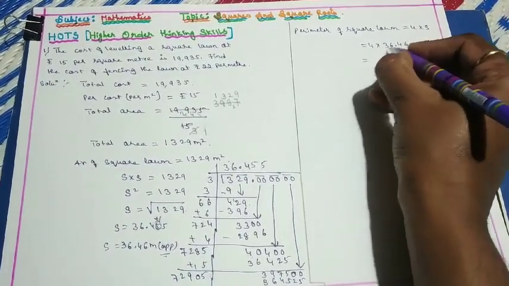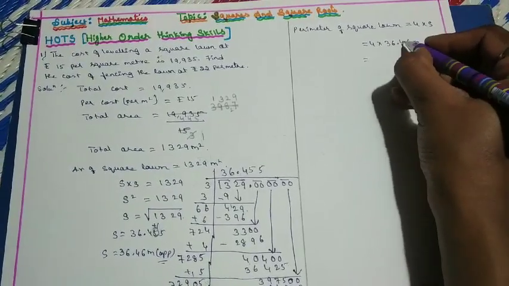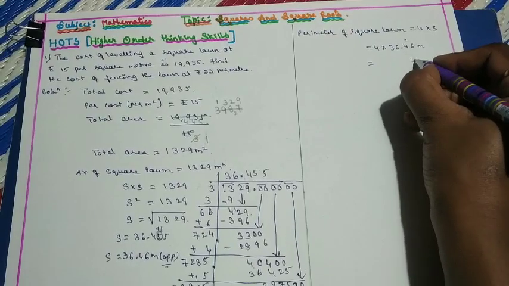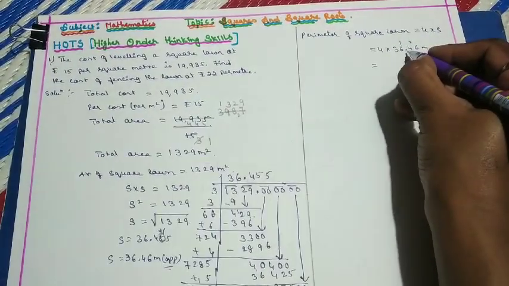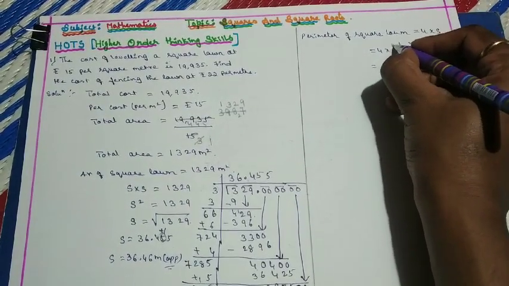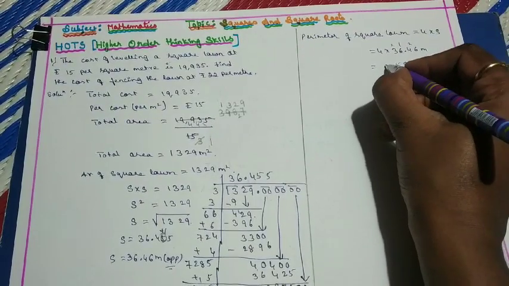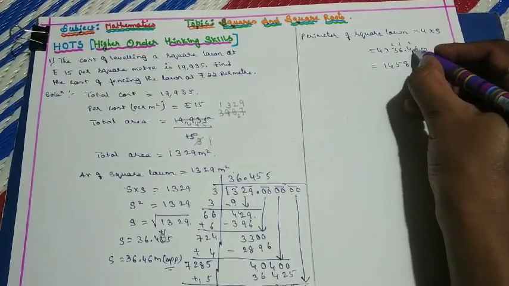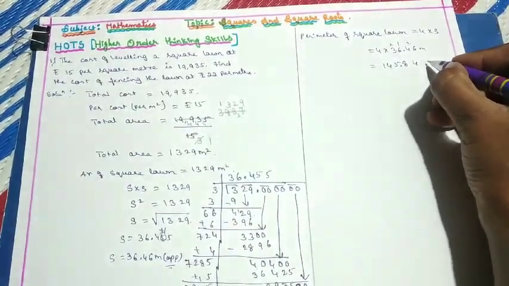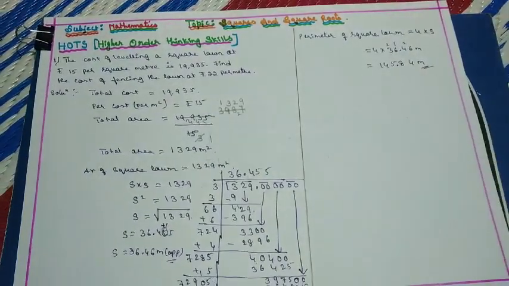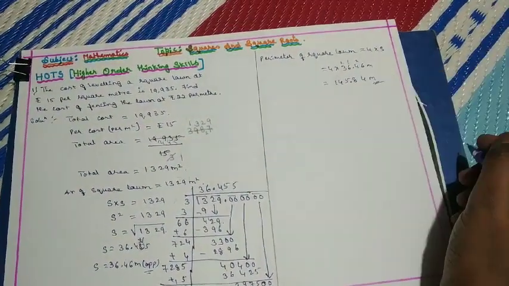Then multiply: 4 6s are 24, 4 4s are 16 plus 2 is 18, then 6 4s are 24 plus 1 is 25, then 4 3s are 12 plus 2 is 14. But after the point we have a decimal number with 2 digits, so counting from the right side, we'll get 145.84 meters. Since we are finding the perimeter, its unit will be in single dimension.